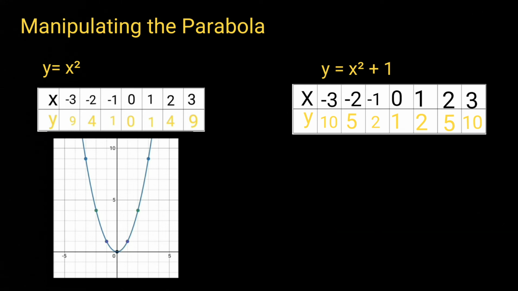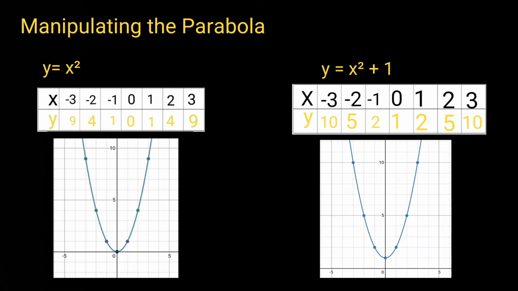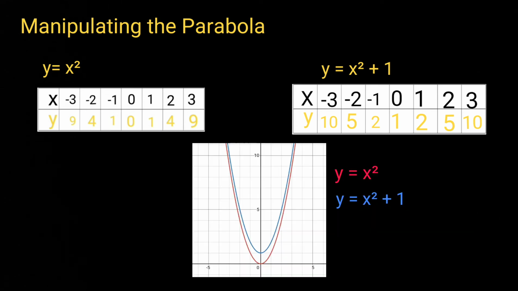And if we plot all these points on a graph, they would look something like this. When we also place a normal y equals x squared function alongside it, you can see that the graph of x squared plus 1 is always 1 unit higher than the x squared function for all values of x.